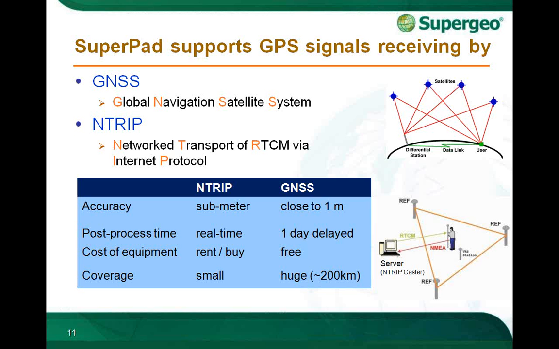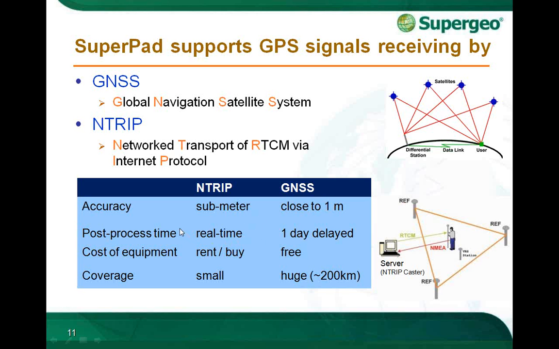The mobile GPS receiver will send an approximate location to a server. Then, the server will calculate the correction data based on the reference station, then transmit the correction data to the GPS receiver. It's a real-time correction service, so as the name implies, this method works only through an internet connection. Here, I prepared a simple table listing the differences between NTRIP and GNSS.